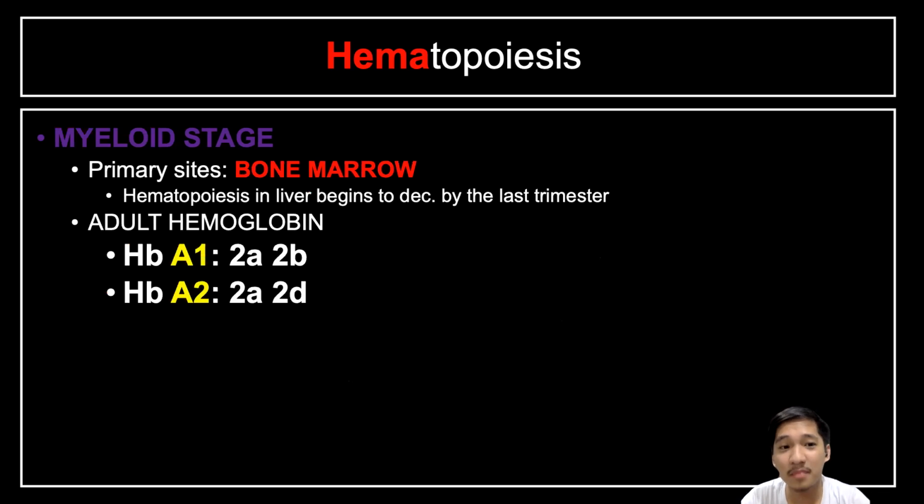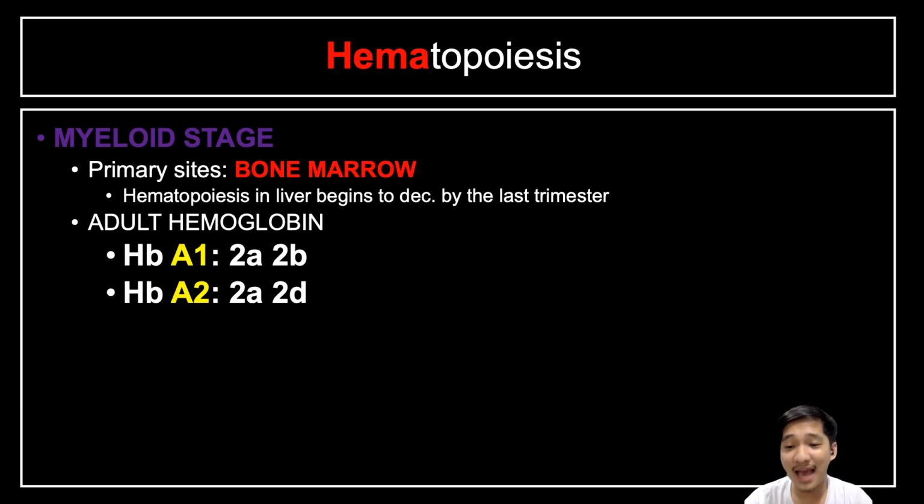The third stage would be the myeloid stage. In week one, we've discussed hematologic terms. We define myeloid as bone marrow or spinal cord. But in this case, myeloid means bone marrow. So hematopoiesis in this stage occurs primarily in the bone marrow. Hematopoiesis in the liver begins to decrease in this stage by the last trimester, so it is replaced by the bone marrow.